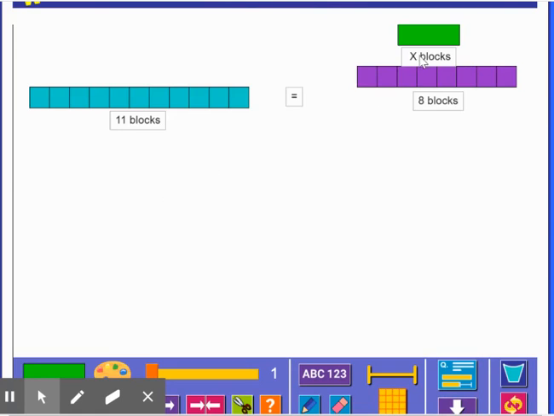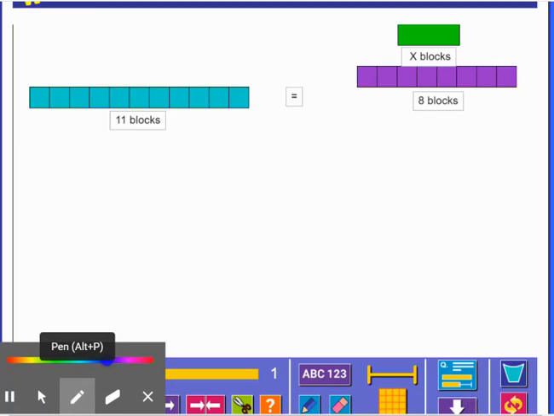And a variable is just a letter that represents a number. So that is what we are going to be trying to figure out today, what the variables are really representing. So let's get started with this problem.